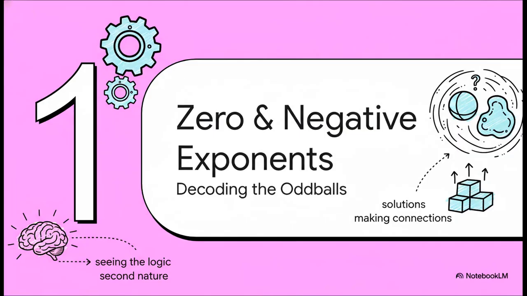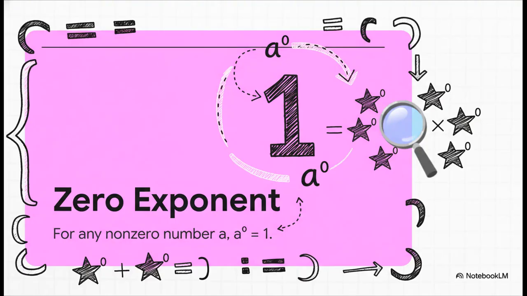All right, first up, let's get a handle on the two rules that honestly trip a lot of people up. But think of them less as weird exceptions and more like little puzzles that have surprisingly simple solutions. Once you see the trick, they'll just click. Okay, here's our first rule, the zero exponent. And you're going to love how simple this is.